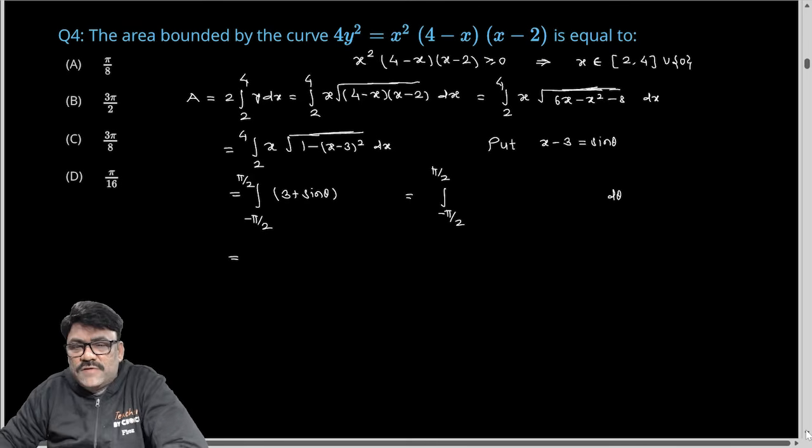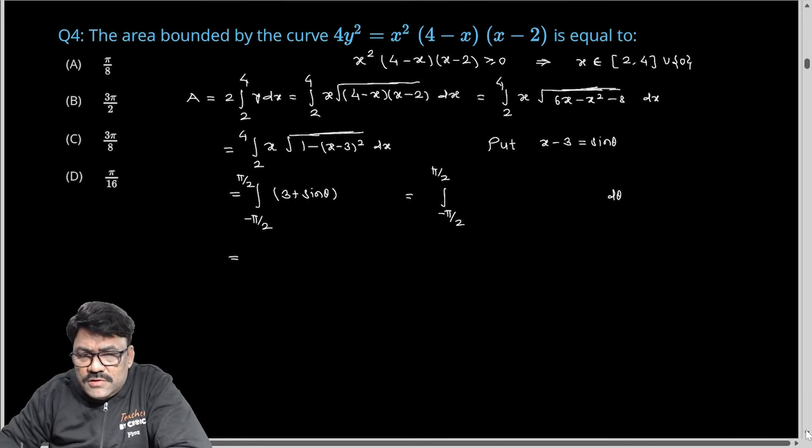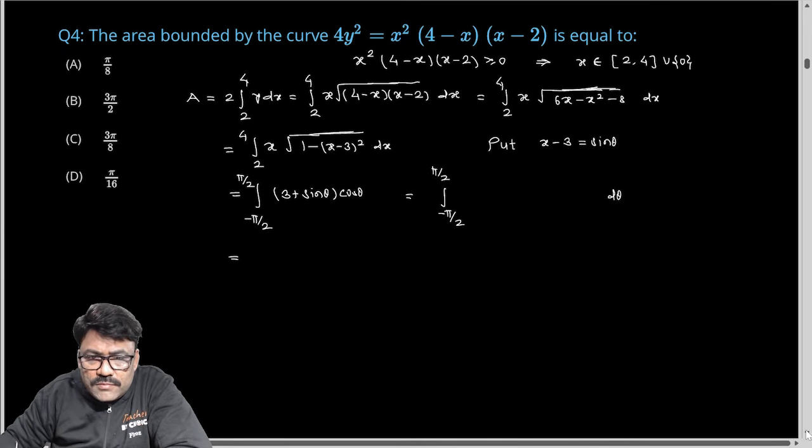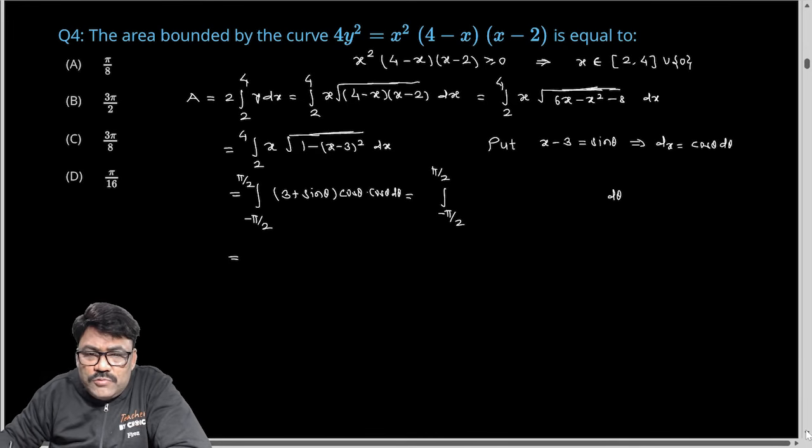If I put x minus 3 as sine theta, so x will be 3 plus sine theta. This under root 1 minus sine square theta is cos theta. And you will write dx also, no? So dx is also cos theta d theta. I missed this dx actually. So you will get one more cos theta here. So now it is what? Minus pi by 2 to pi by 2, 3 cos square theta plus 3 sine theta cos square theta.